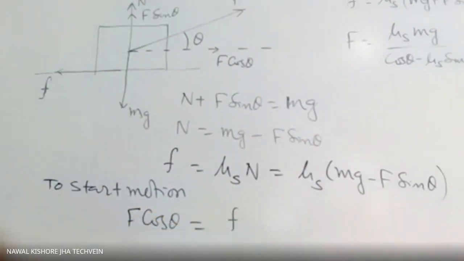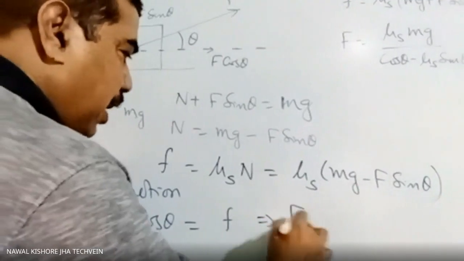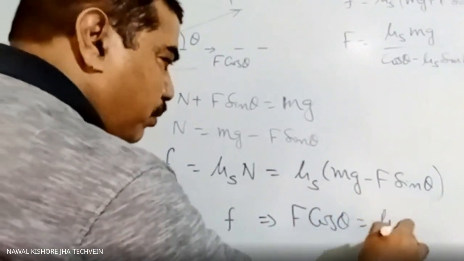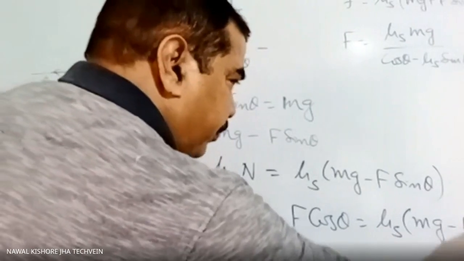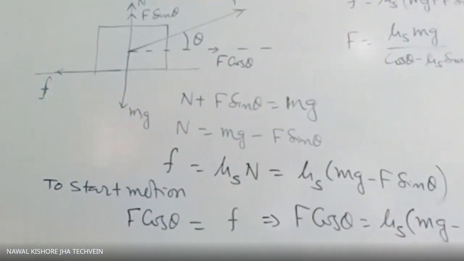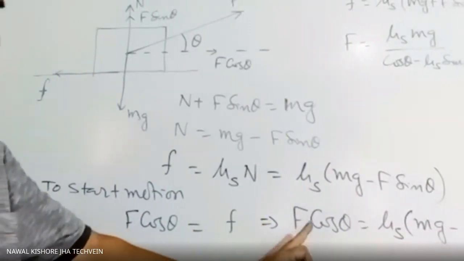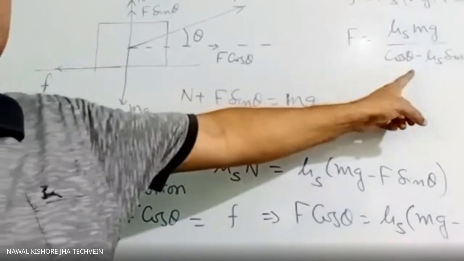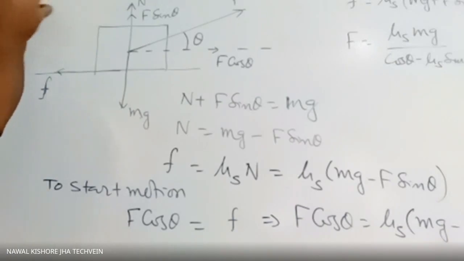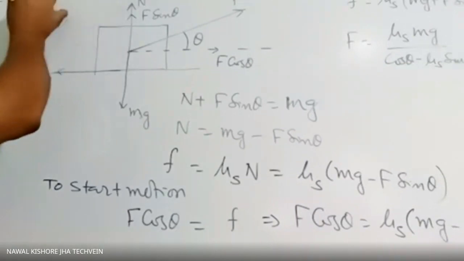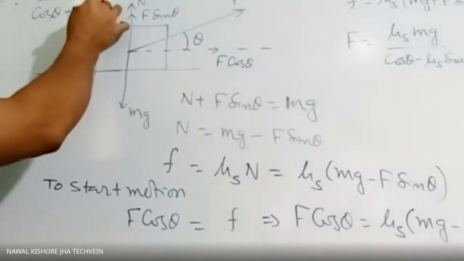So F cos theta is equal to F. That means this F cos theta is mu s times (mg minus F sin theta). So when you solve, taking this F sin theta this side, we will take common. Then cos theta plus mu s sin theta will come. So same expression will be, but here positive sign will come. So in this case, the force required will be mu s times mg by cos theta plus mu s sin theta.